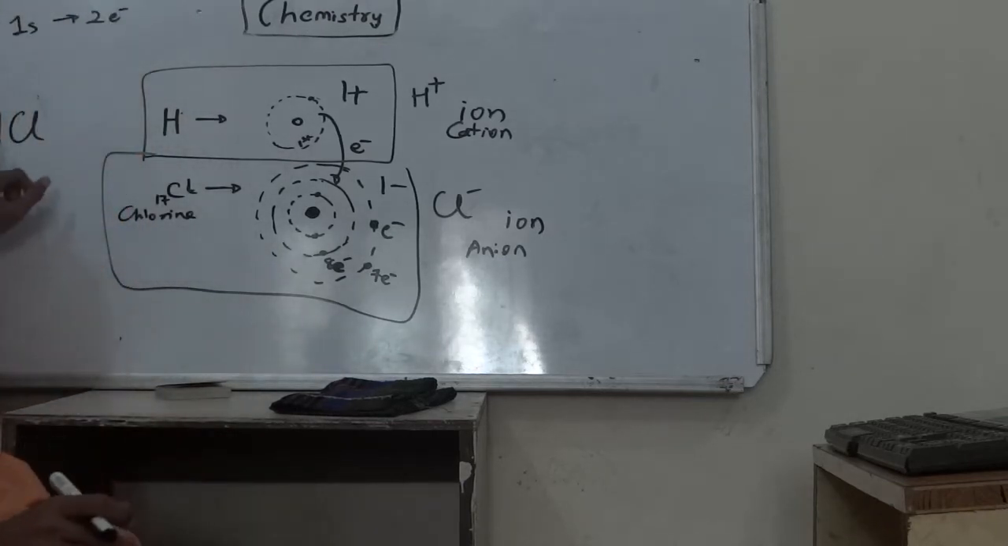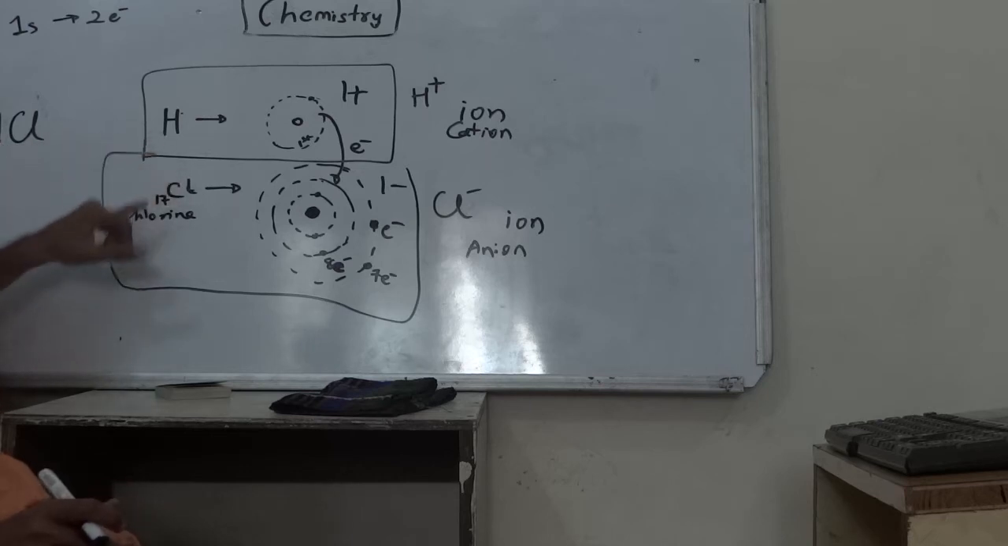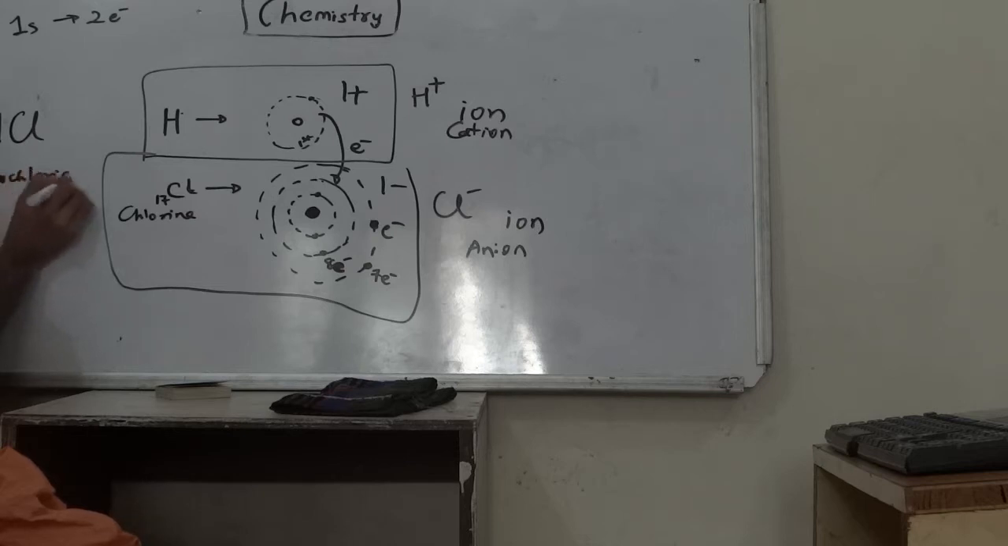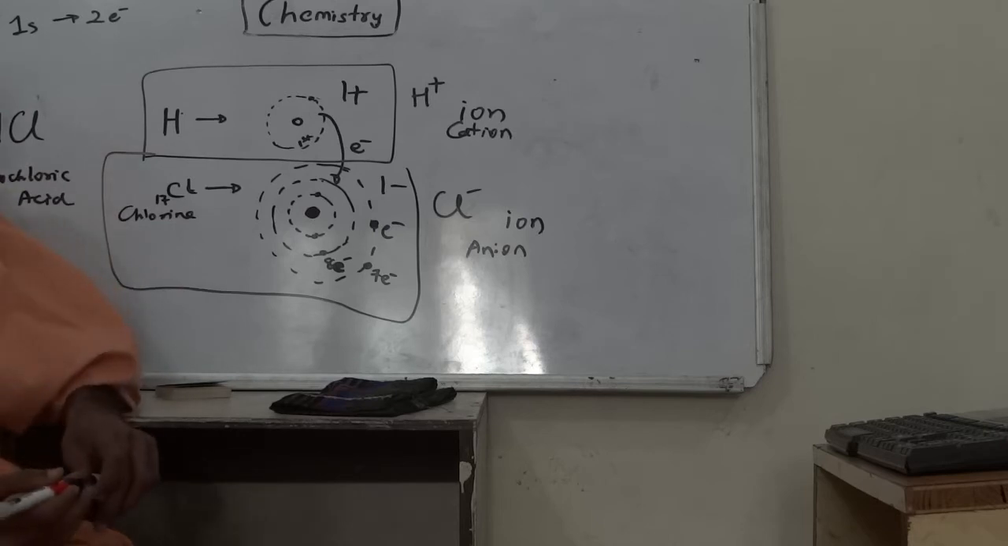So you can say hydrogen element and chlorine element got together to form a compound which is known as HCl. This is a molecule, HCl molecule. So in our stomach that is only there. This is known as hydrochloric acid. This particular compound is hydrochloric acid. Understood?